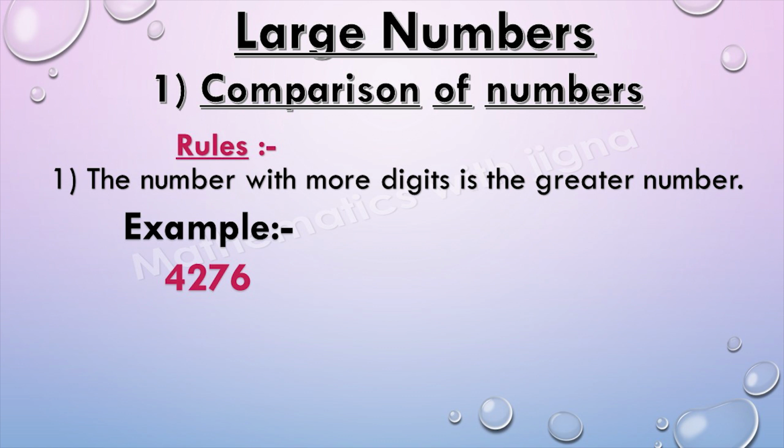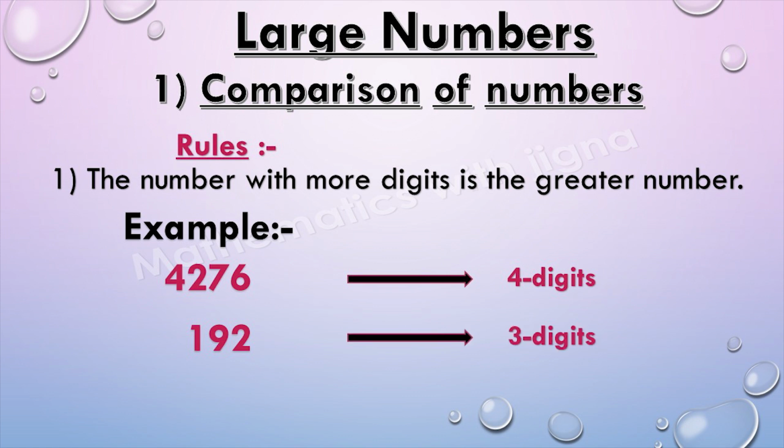4276 is the first number and the second number is 192. Now here the first number has 4 digits and the second number has 3 digits. So the first number has more digits than the second number. So the first number is the greater number and the second number is the smaller number.